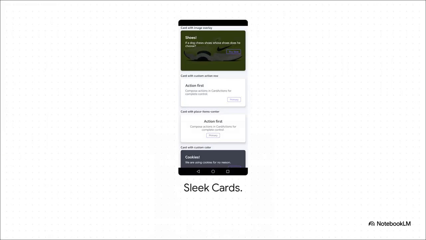These are not web views. They're not some clunky workaround. What you're seeing are sleek, native card components. You've got image overlays, custom actions, these crisp shadows. They just feel completely at home on Android.